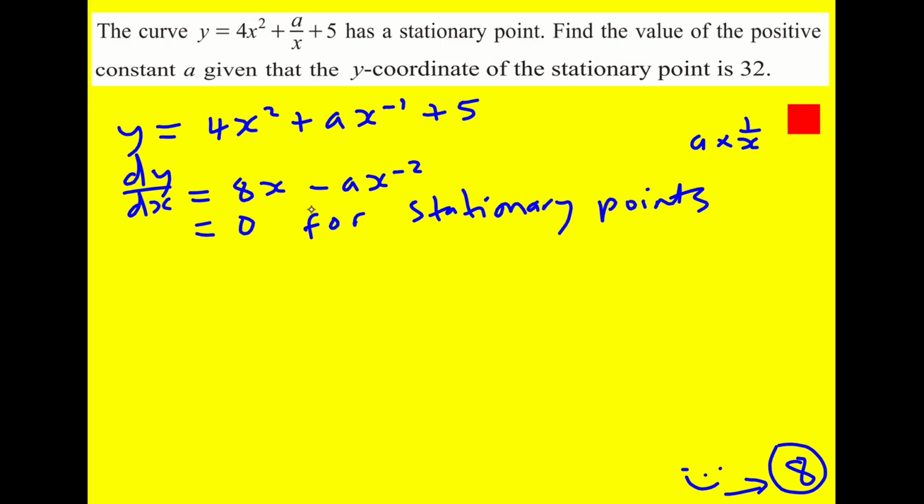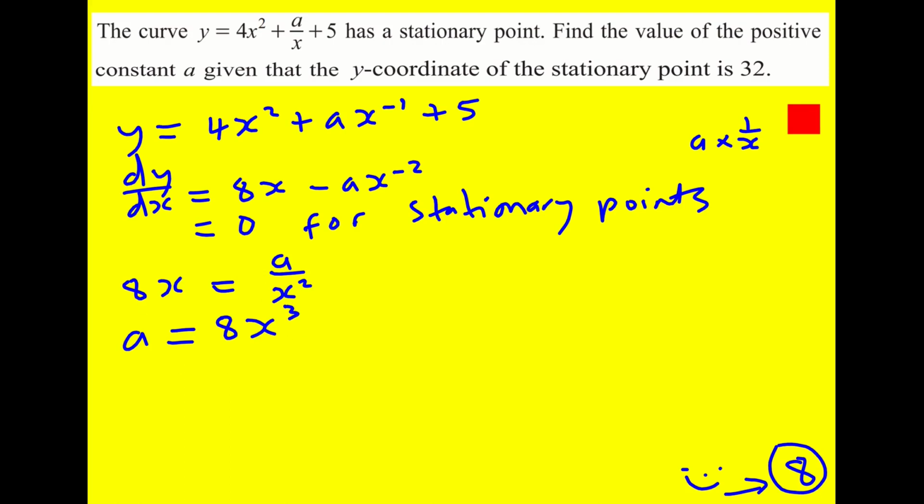And although I can't solve this for x because I don't know what a is, I can still make some progress. I can say that 8x is going to equal a over x squared. I've added this to both sides and then I've written it in its reciprocal form. At this point, I could work out x in terms of a. However, that's going to involve a cube root, so it makes more sense to write it as a is equal to 8x cubed. And I have a relationship between a and x.